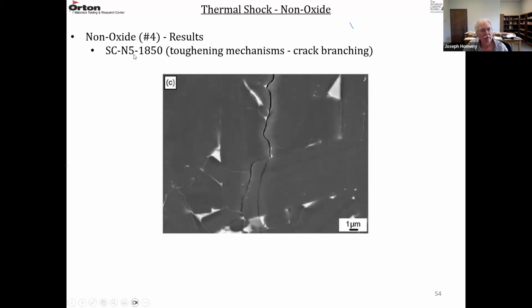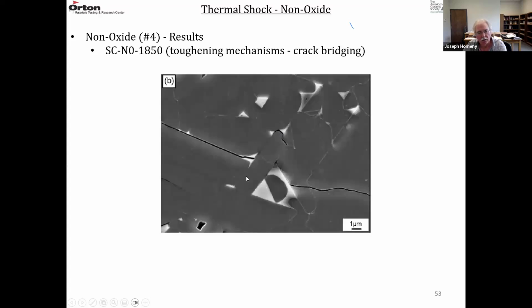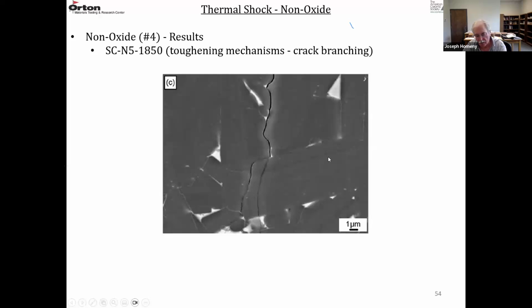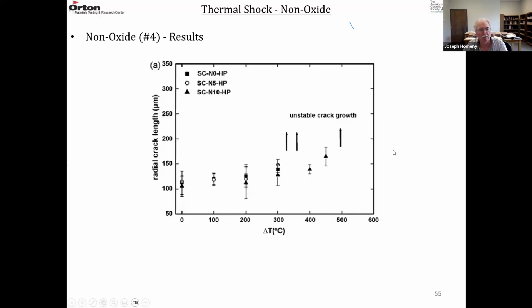This is SCN5 with 5% silicon nitride, but again at the higher temperature, 1850 degrees C. So you see a crack moving along, it hits an elongated particle, and then it branches, forming two cracks. So crack branching is another toughening mechanism. In these materials that were heat treated at 1850 degrees C, you see crack bridging, you see crack branching, these mechanisms being activated.